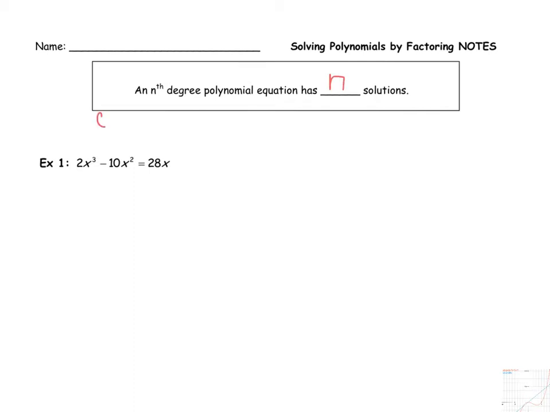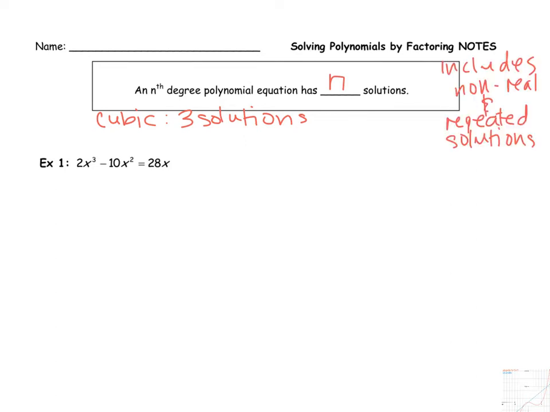So for example, an equation involving a cubic function will have 3 solutions. An equation involving a quartic function would have 4 solutions, etc. Sometimes the solutions might be non-real, and sometimes they might be repeated. So just take a minute to write down that it includes non-real and repeated solutions. So let's check out our first example.